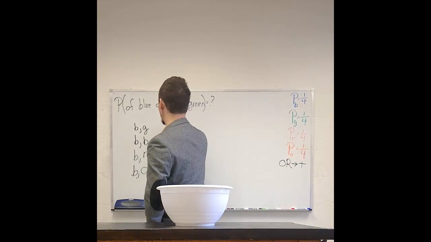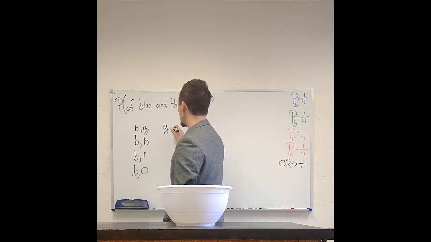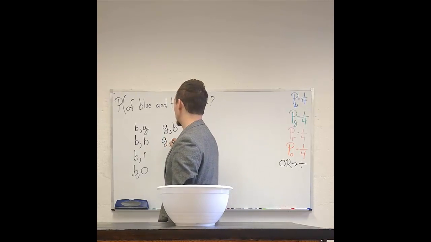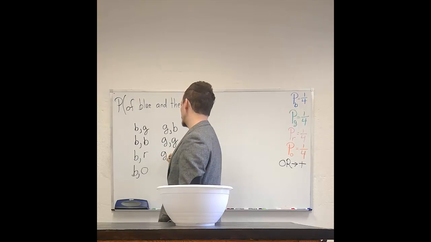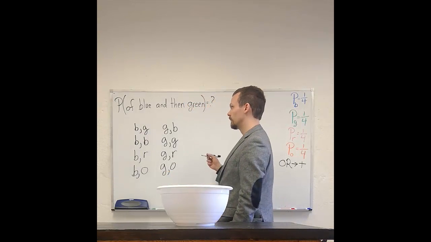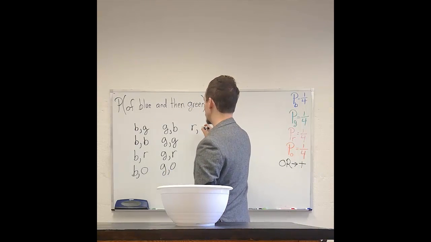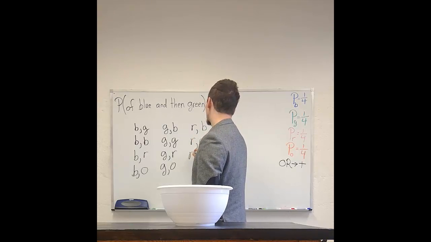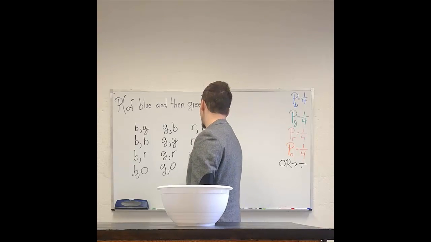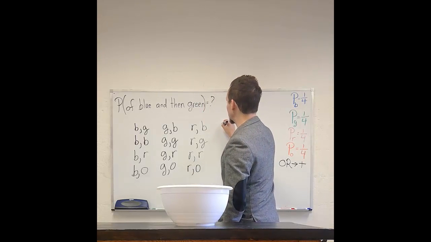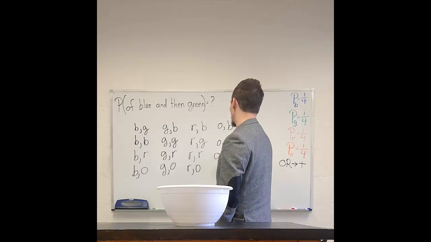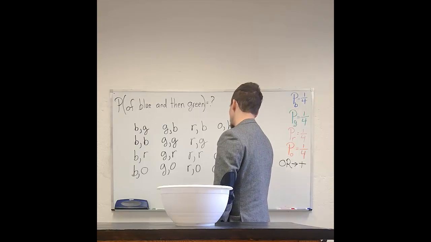I could, however, have drawn a green marker first, followed by the blue, or a green followed by a green, a green followed by a red, or a green followed by the orange. I could draw a red marker first, followed by a blue, or a red followed by a green, a red followed by another red, or a red followed by an orange. Or finally, I could draw an orange followed by a blue, an orange followed by the green, the orange followed by the red, or I could draw the orange marker twice.